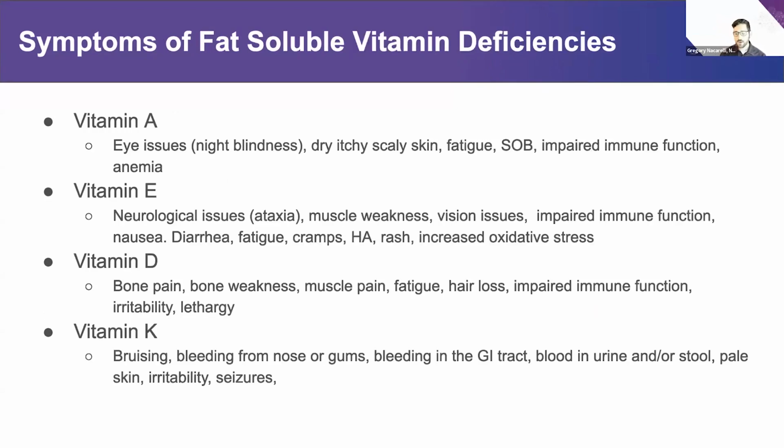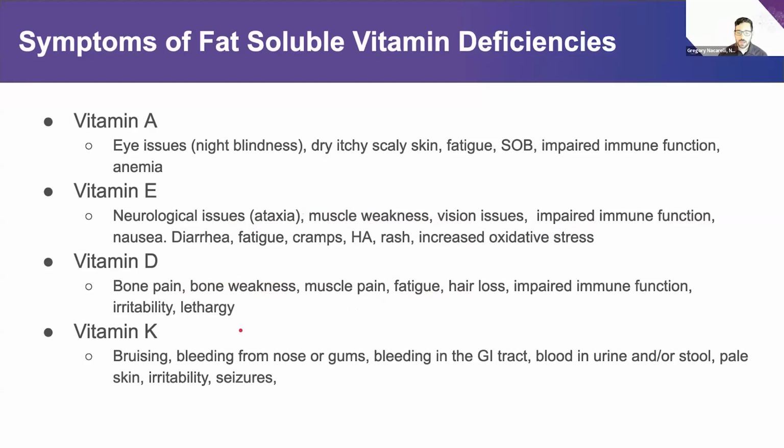Fat-soluble vitamins, some of these are characteristic, but then there's a lot of crossover between them. So for vitamin A, when there's deficiencies in that, you have to think eyes. So night blindness is a big one, immune impairment, dry, itchy skin. With vitamin E, it's an antioxidant, so lots of things that are associated with oxidative stress, and then subsequently ataxia, muscle weakness, also impaired vision and immune function. With vitamin D, obviously that impacts our bones, so bone pain, bone weakness, but it also impairs our immune function if we are deficient in it, and increases our risk of fatigue and hair loss.